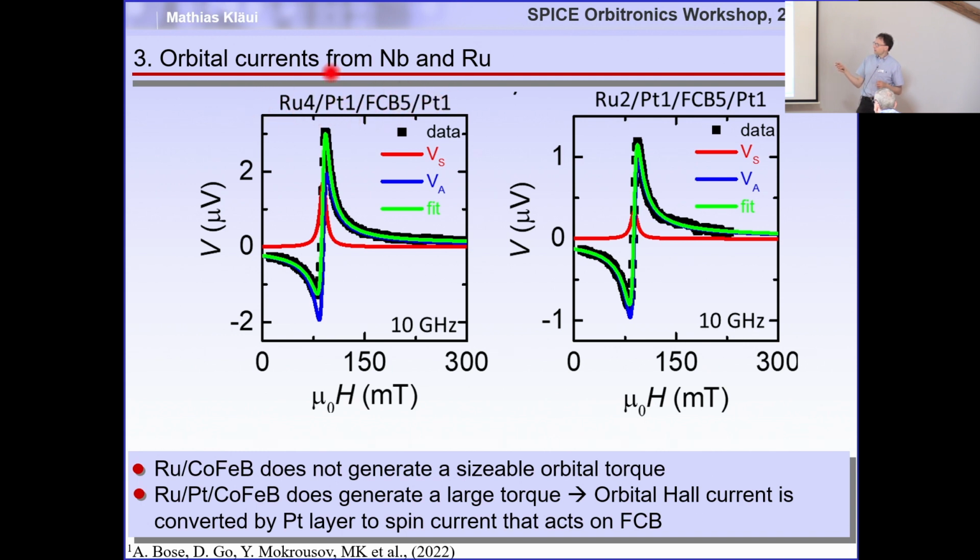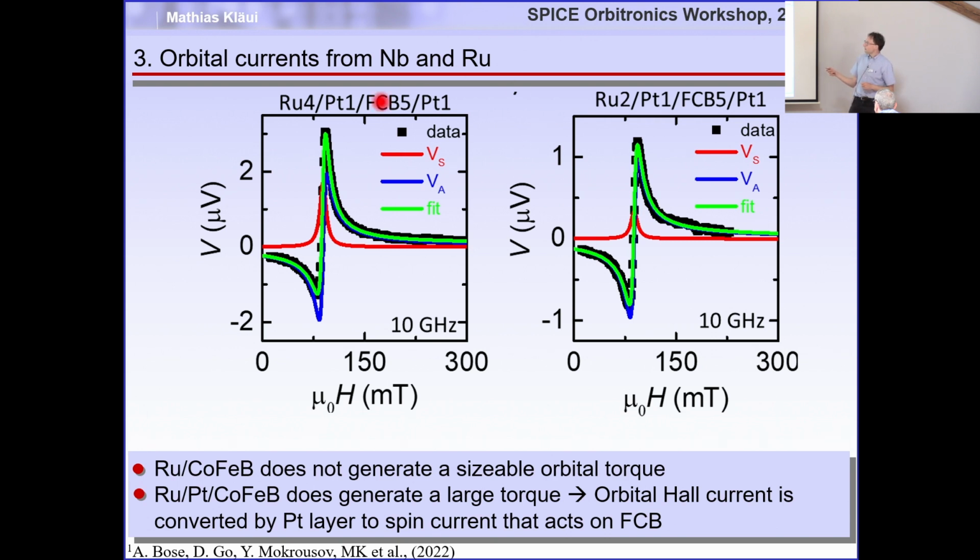But now we put ruthenium on one side, and we're going to get a large torque. So now we are able to generate a large orbital current in ruthenium, convert it to a large spin current in platinum, and spin current works effectively on the iron cobalt boron. And that is important because companies don't like nickel. Nickel is not a very nice material for an MRAM device. They want cobalt iron boron because they want a good MgO tunnel junction afterwards.